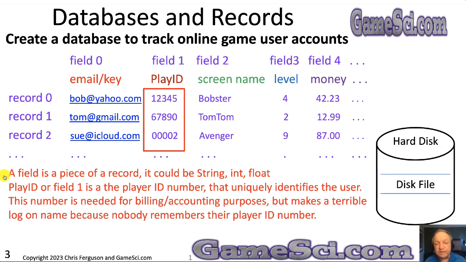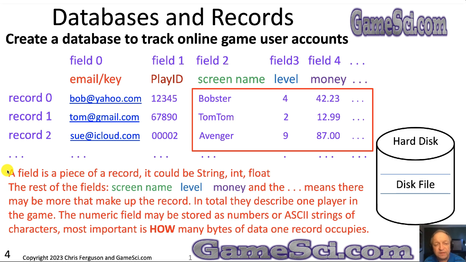A field is a piece of record. It could be a string, an int, a float. It looks like play ID or player ID is an integer number. It's a column in the database, a column in the table. Play ID or field 1 is a player ID number that uniquely identifies the user. This number may be needed for billing or accounting purposes, but it makes a terrible logon name because nobody remembers their player ID number.